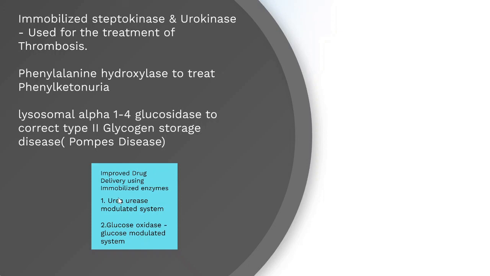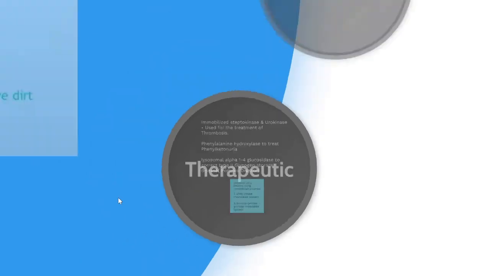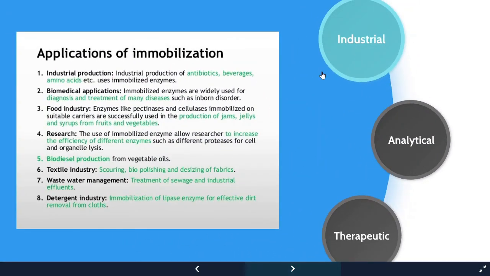As glucose oxidase acts on glucose, gluconic acid is produced which lowers the pH, and the low pH in turn causes the release of insulin from the bioerodible polymeric system. In this way, by using the urea urease modulated system as well as the glucose oxidase glucose modulated system, we can even improve the drug delivery by using the immobilized enzymes. So all these are the different applications of immobilization, like we have industrial, analytical and therapeutic applications.